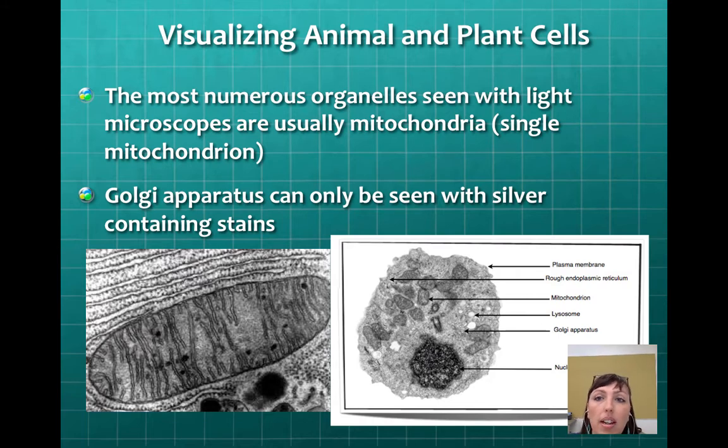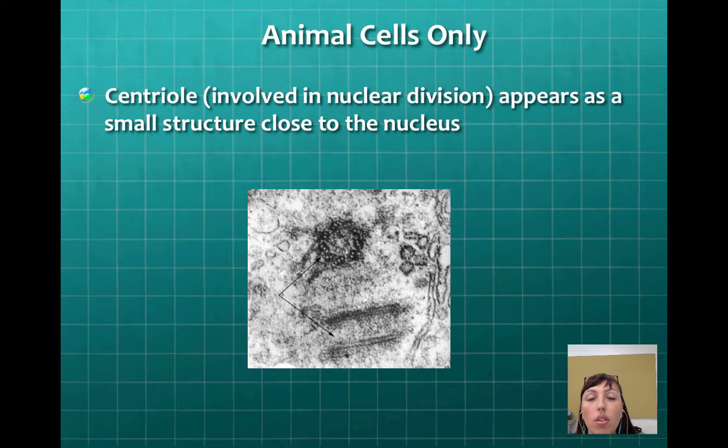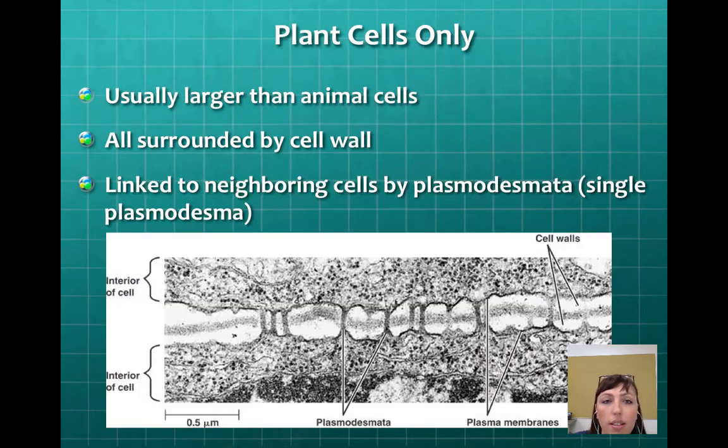The most numerous organelles seen with light microscopes are usually mitochondria. Golgi apparatus can only be seen with silver-containing stains. Only in animal cells will you see a centriole. This is involved in nuclear division and appears as a small structure close to the nucleus.